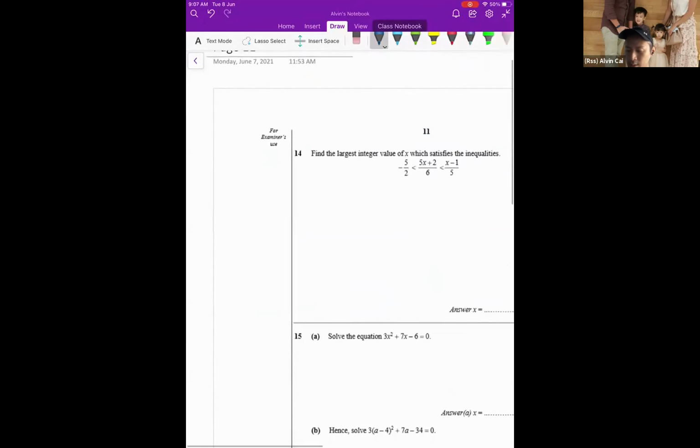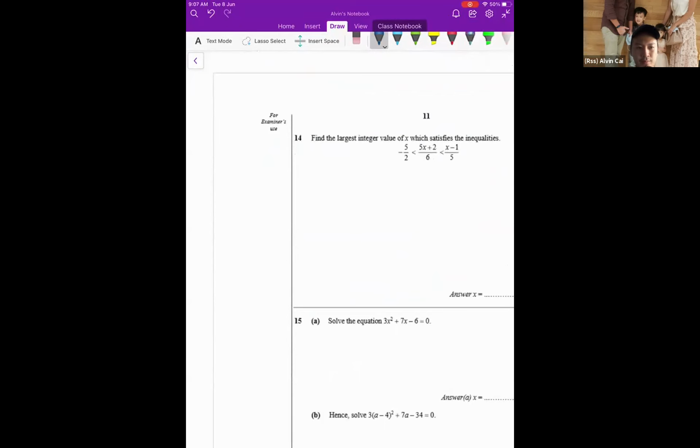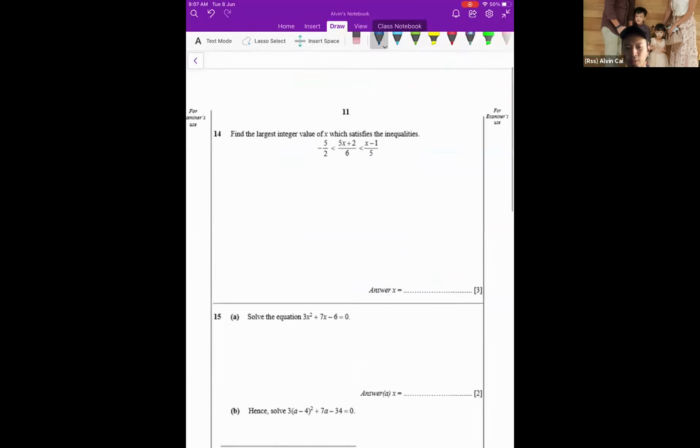Okay, question 14. Question 14 is inequality, something we have learned this term. What we need to do is split left and right. How do we split the left? Minus 5 over 2 and 5x plus 2 over 6. This is the left, and of course the right will be x minus 1 over 5.